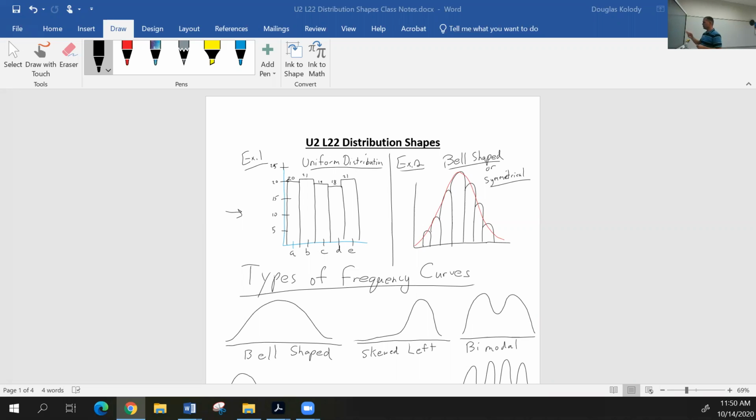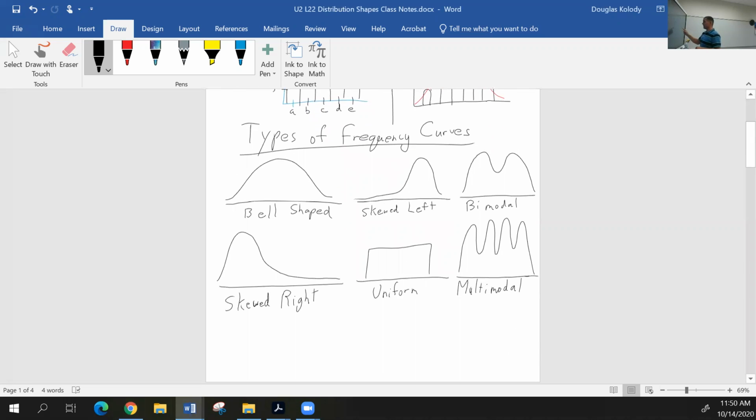We have uniform distributions here, which it doesn't look exactly uniform, but it's close enough. Bell-shaped or symmetrical. We've also gone over distributions that are skewed to the left or skewed to the right. Bimodal, if there's two humps in your histogram or frequency polygon, it's bimodal. If there's multiple humps, it's multimodal. That's the first part of your worksheet packet homework.